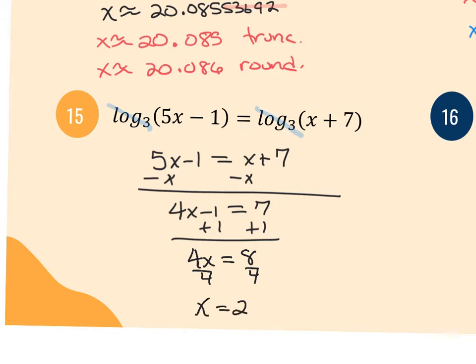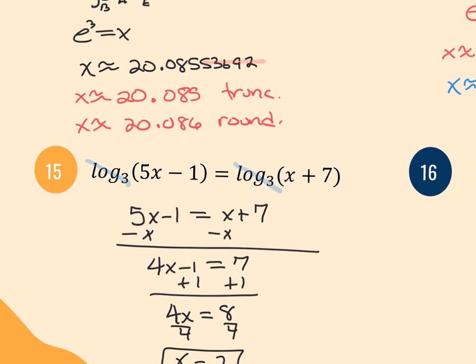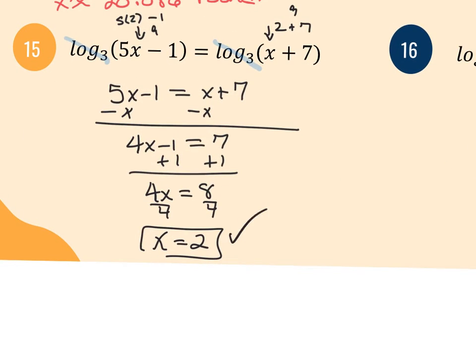And x equals 2. Now I need to do a quick visual on this and make sure that this 2, when I put it into this parenthesis or this one, if it makes either of them a negative number or a 0, then I would throw away the 2 and say it would be no solution. But you can already see that 5 times 2 is 10, minus 1 is 9. Same thing here. 2 plus 7 is 9. It doesn't make it negative or a 0. So x equals 2 is a good answer here.